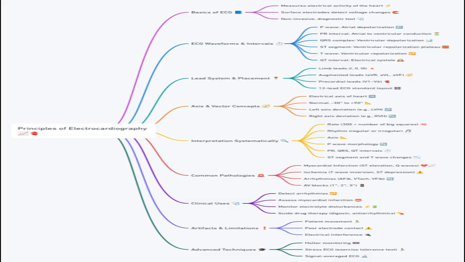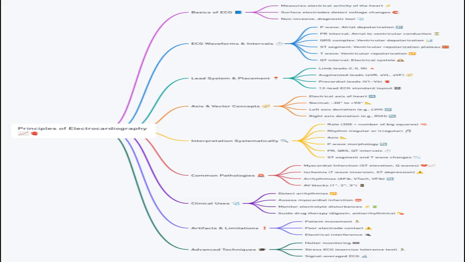The technical considerations and artifacts. Common artifacts include motion artifacts, electrical interference, and baseline drift. With motion artifacts, the patient's movement can create noise. With electrical interference, external electromagnetic sources may affect recording. The baseline drift can occur due to breathing or poor electrode contact. Signal processing filters are used to reduce noise while preserving the integrity of the cardiac signal. And proper electrode placement and skin preparation are essential for high quality recording.